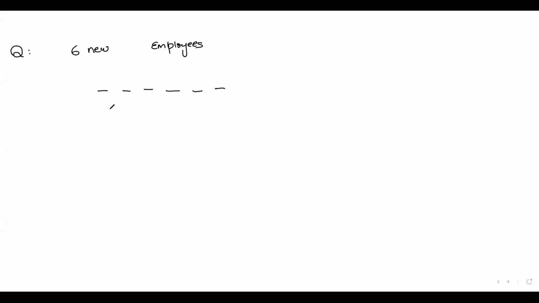So what is the probability that the married couple will have non-adjacent desks? We will try in this way.